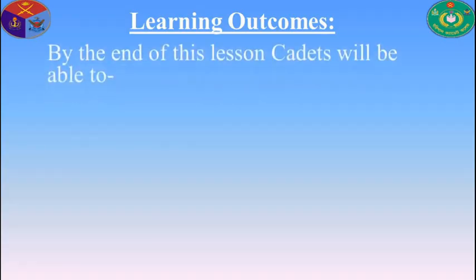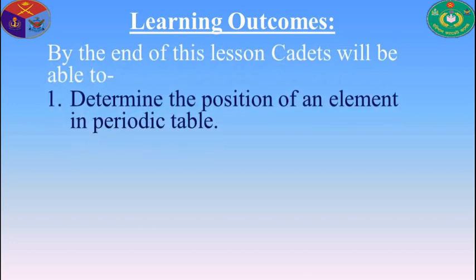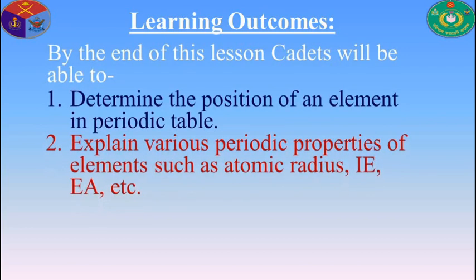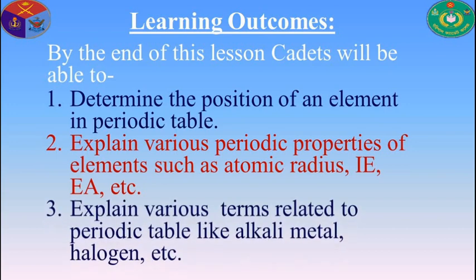By the end of this lesson, cadets will be able to determine the position of an element in the periodic table, explain various periodic properties of elements such as atomic radius, ionization energy, which is symbolized by IE, electron affinity, which is symbolized by EA, etc. And finally, you will be able to explain various terms related to the periodic table like alkali metal, halogens, etc.